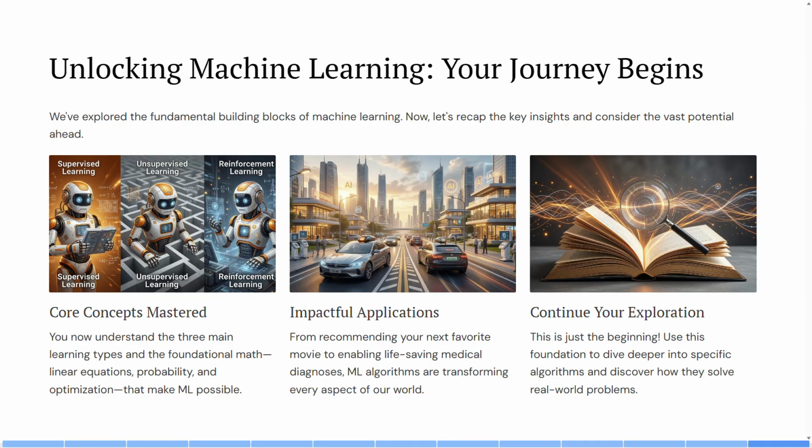Alright, so there you have it all. We have covered the three main types of machine learning: supervised, unsupervised, and reinforcement learning, along with the key algorithms and mathematical concepts that power them. The amazing thing is that these same fundamental concepts power everything from recommendation systems to medical diagnosis to self-driving cars. You now have the foundation to dive deeper into any of these topics.